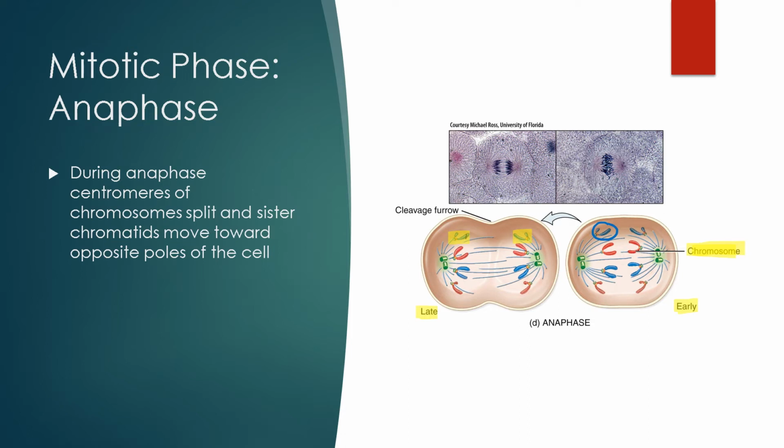And as they're pulled apart from each other, the cell starts to kind of divide itself, separate itself into the beginning of 2 cells, and this is by a cleavage furrow. So it's starting to constrict just a little bit in the middle here, the beginning stages of separating into 2 distinct cells.